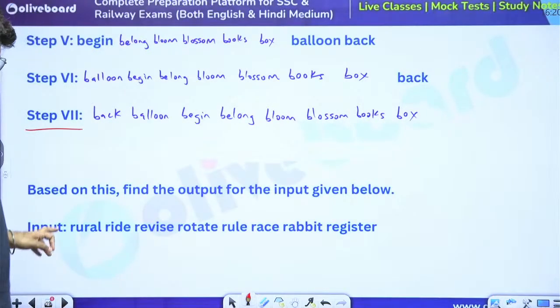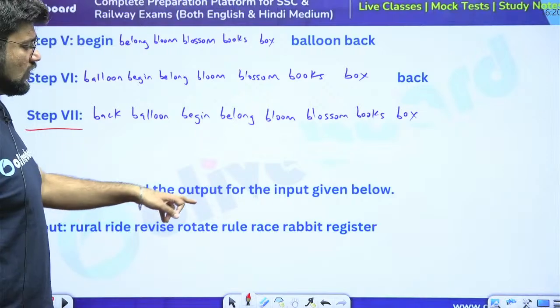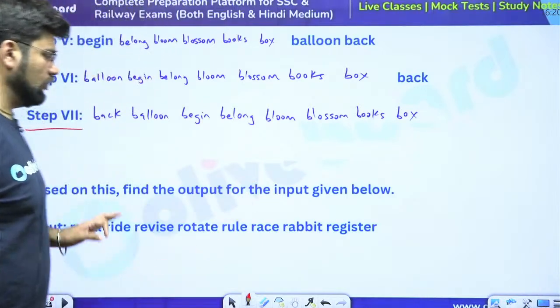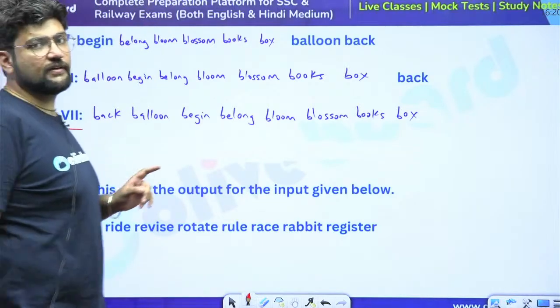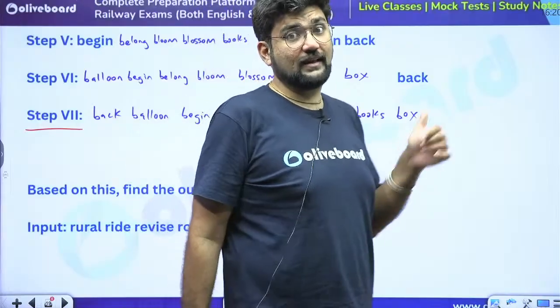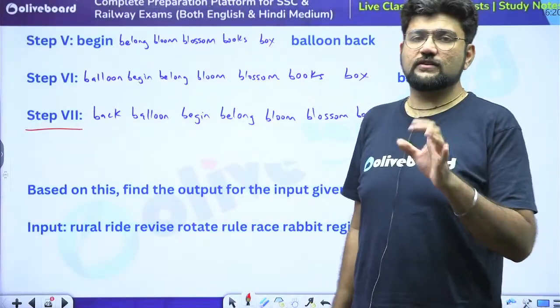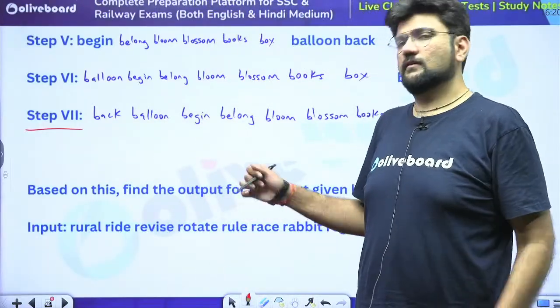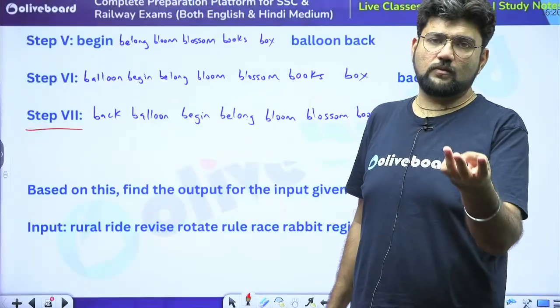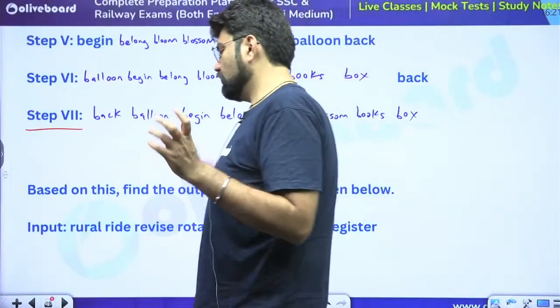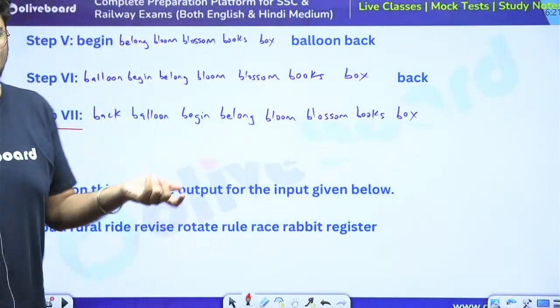Okay, so let's observe. Rural, ride, revise, rotate, rule, race, rabbit, register. Now, how will you approach this? Previously, when we had solved questions with words in the last class, I told you can use the first letters. But here, first letters are same. Use the first 2 letters or first 3 letters probably. And wherever you find the words are complete, use them completely only.